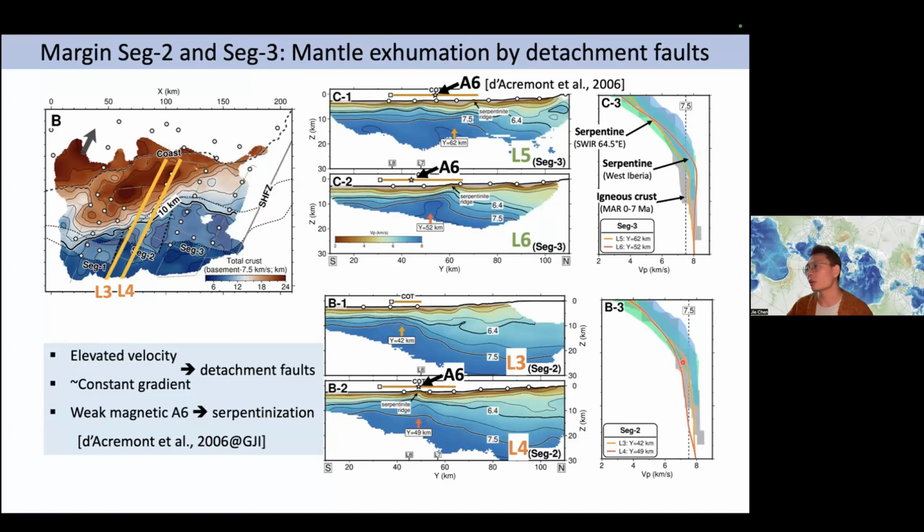So there is a decreased velocity here, and here we can see the crust thickness between the seafloor and the 7.5 is thicker than the other profiles. So maybe there is a later magmatic underplating here.